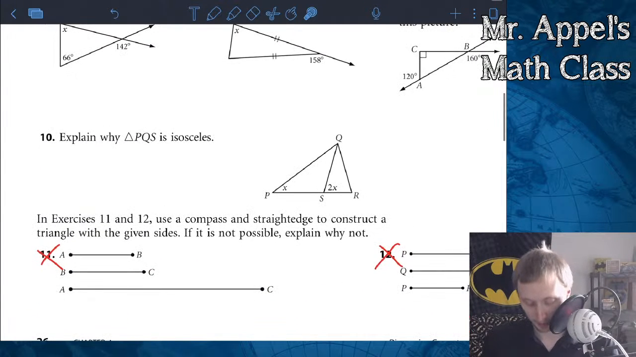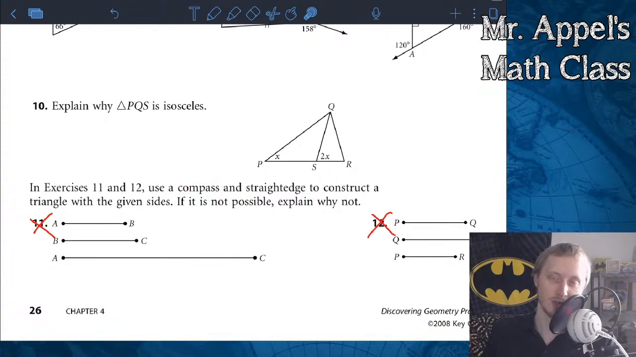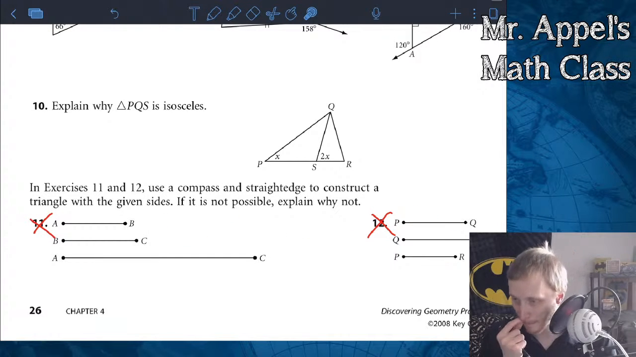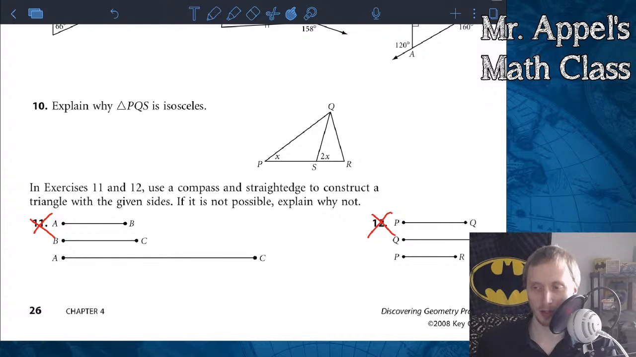Okay? And then 11 and 12, go ahead and cross those out. You can skip those. Those have to deal with compass and straight edge construction, which we are not dealing with this quarter. So just skip those last two entirely. All right. Final call for questions on what we're doing today. Set. Okay.